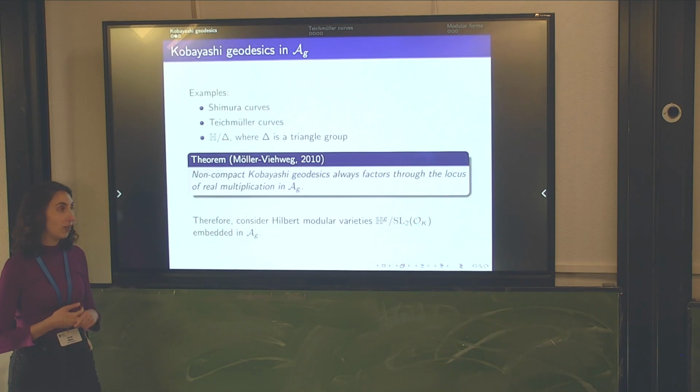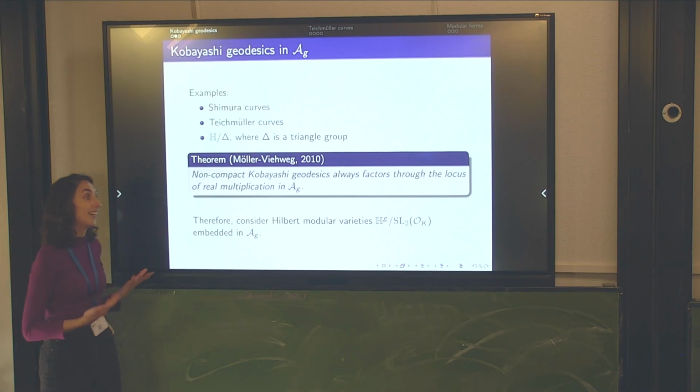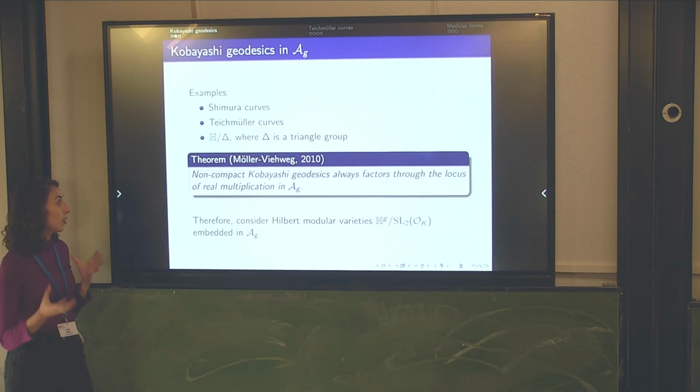And this makes things very easy now. Not very easy, but significantly easier. Then we can reduce our question to the modular space of real multiplication. And this is precisely a Hilbert modular variety, where we have g many copies of the upper half plane, modulo SL2(O_K), where O_K is a maximal order in some number field K. So now our question can be reformulated: we are asking what number fields have a Kobayashi geodesic.